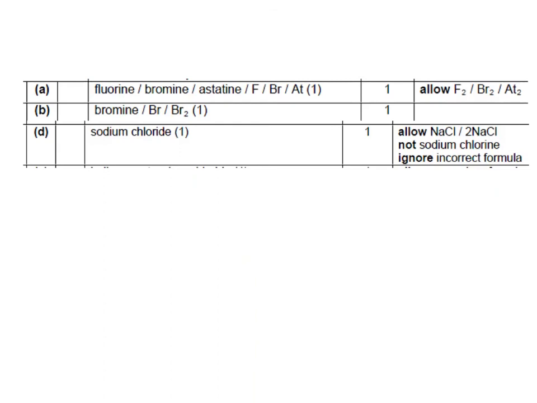We have the answers. We've got the alternative halogens as being either fluorine or bromine or astatine. We're given that bromine is the orange liquid and the product of that reaction, NaCl, was sodium chloride.